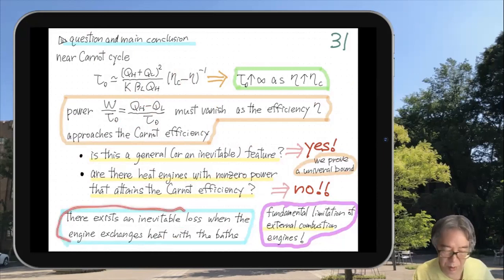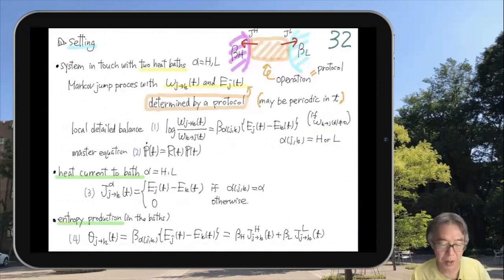So the inequality is perfectly suitable for deriving this kind of result. Okay, now let's go into the theory. So here is our mathematical setting.